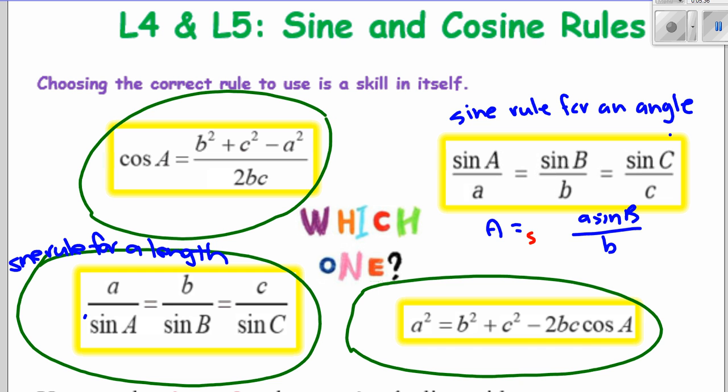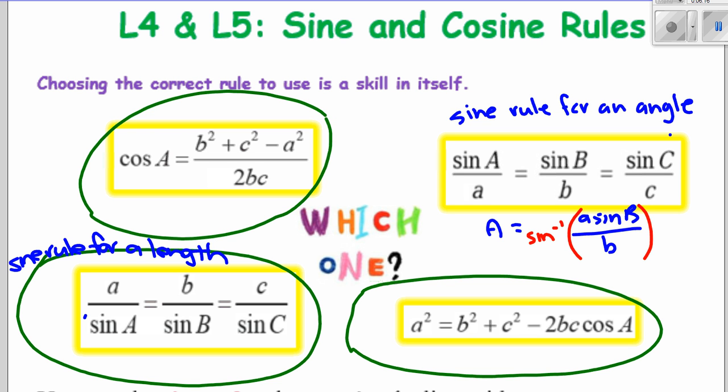So we tend to multiply both sides by A to begin with, and then to deal with the sine, you can do sine -1. That's the transformed version, the rearranged version of it. There you go. So the transformed version is A equals sine -1 of A sine B over b. But again, you don't need to memorize that. You just need to be able to transform this.